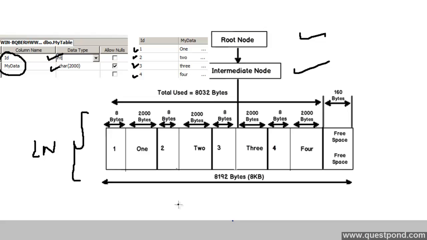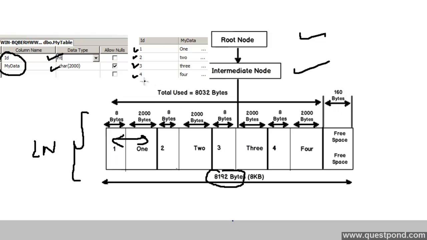Now the leaf node stores data in 8 KB pages, or 8 KB chunks. 8 KB means approximately 8192 bytes. We have four records here, and each record is of size 2008 bytes. Why? Because the int is of 8 bytes and the char is of 2000 bytes. One char is equal to 1 byte. So one record of my table will take 2008 bytes, and four records will take 8032 bytes. You can see this is record 1, taking 2008 bytes. This is record 2, taking 2008 bytes, and so on. So from this 8 KB page, the four records are consuming 8032 bytes, and that leaves 160 bytes free.